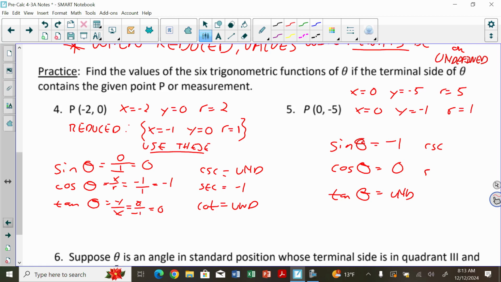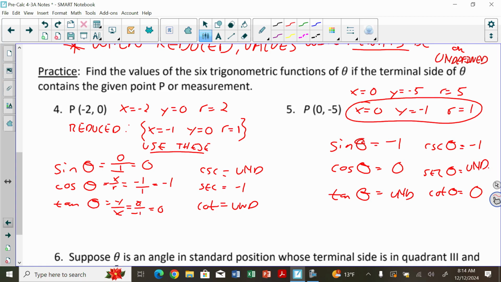Cosecant, secant, and cotangent are the reciprocals of those. And again, I'm just using those ratios and SOHCAHTOA to find these out. Using these values here, because they're reduced, makes it a lot easier. So cosecant is also going to be negative 1. Secant is going to be undefined. And cotangent is going to be 0. All right, last thing here.